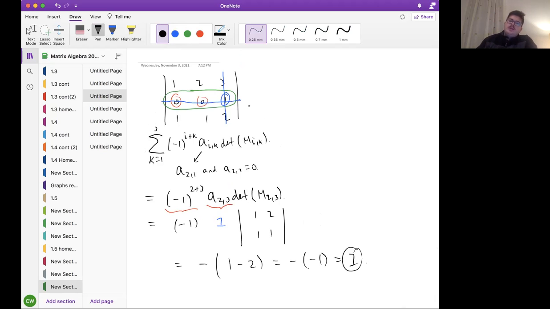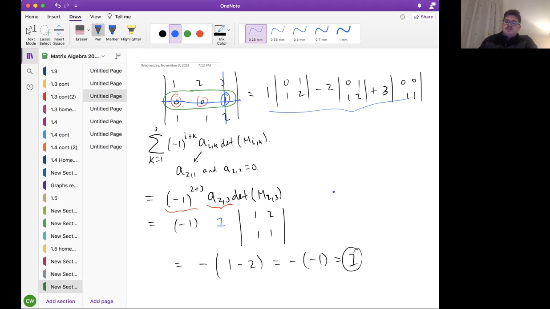To see how it compares, if you expand on the first row, you would have three different terms, right? You would have 1 times the determinant of 0, 1, 1, 2, minus 2 times the determinant of 0, 1, 1, 2, and then plus 3 times the determinant of 0, 0, 1, 1. If you calculate this, it will also be equal, but of course there's a lot less to do in the first way we did it. Okay, any questions on that one? Okay, so let's do another one.